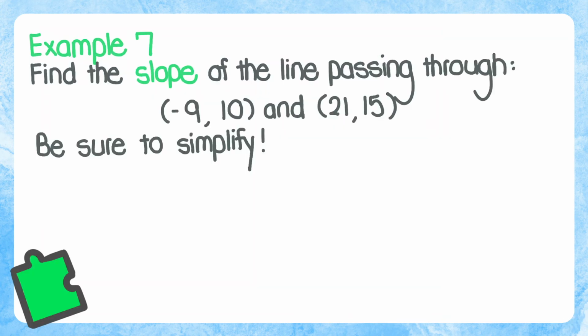Go ahead and look back at previous examples if you would like to, and then try this example on your own. Find the slope of the line passing through -9, 10 and 21, 15. And you can always use a calculator right now to check your work.